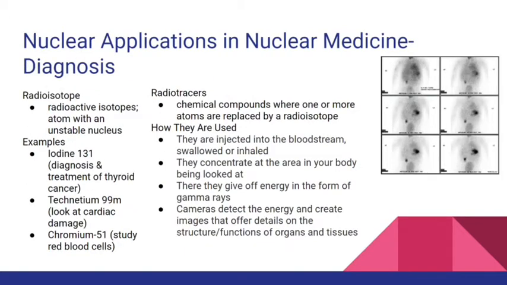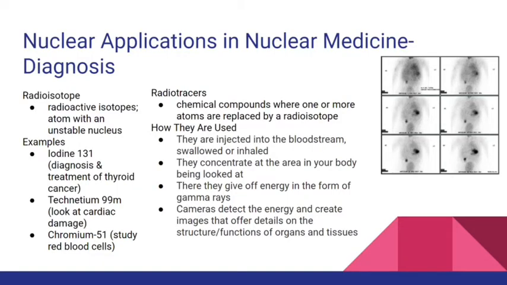Nuclear applications in nuclear medicine diagnosis. Radio tracers. Radio tracers are chemical compounds where one or more atoms are replaced by a radioisotope. Radioisotopes. Radioisotopes are basically radioactive isotopes, or atoms with an unstable nucleus.